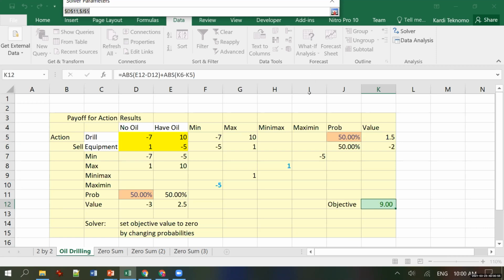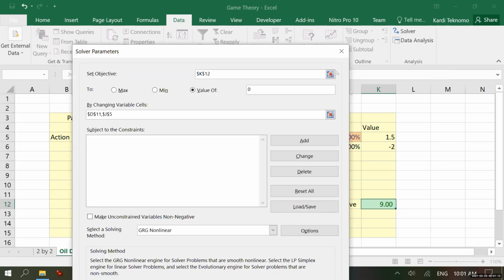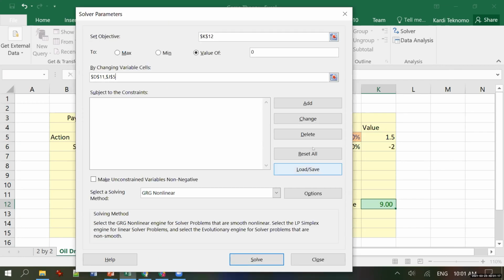Okay, can you see? Yes. D11 is this probability, and comma J5 is another probability, right? So for the constraints, I don't set anything because I already set that constraint.